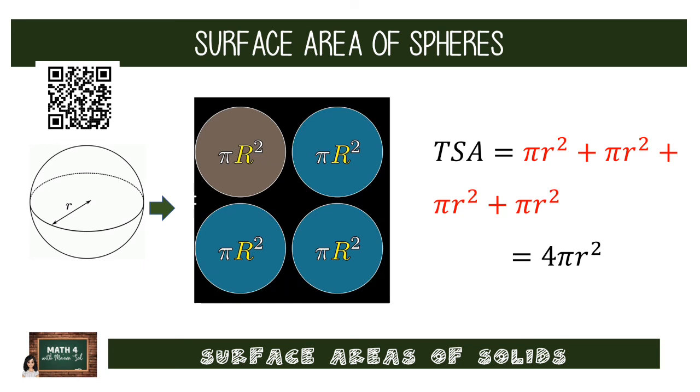To see 2 proofs on why 4 circles are needed to completely fill the surface of the sphere, please scan the QR code on the screen. This will take you to a video of the proofs. So that's it, the formulas for the surface areas of solids. We can now use that to solve the problems in your learning guides.